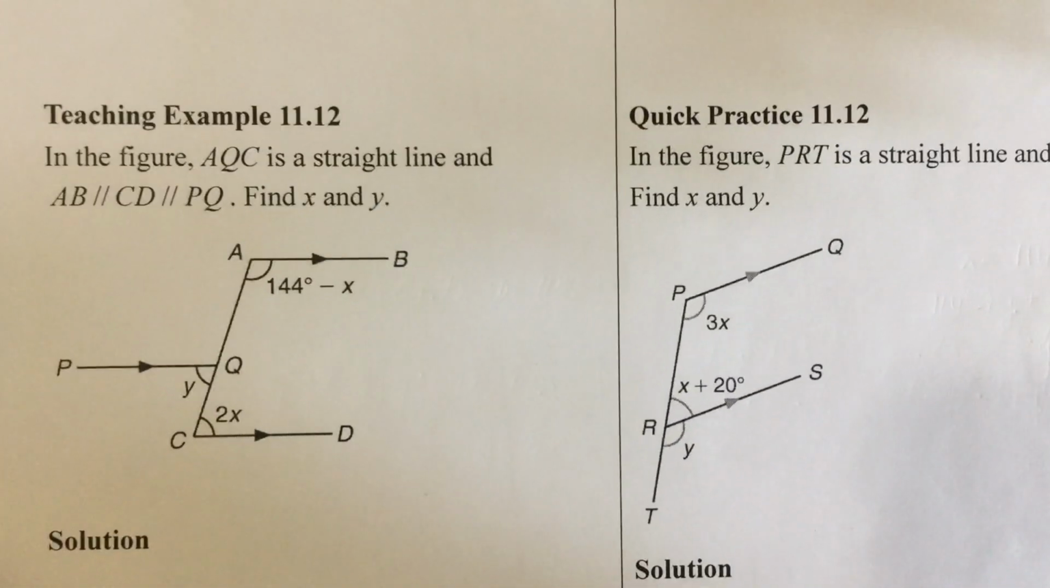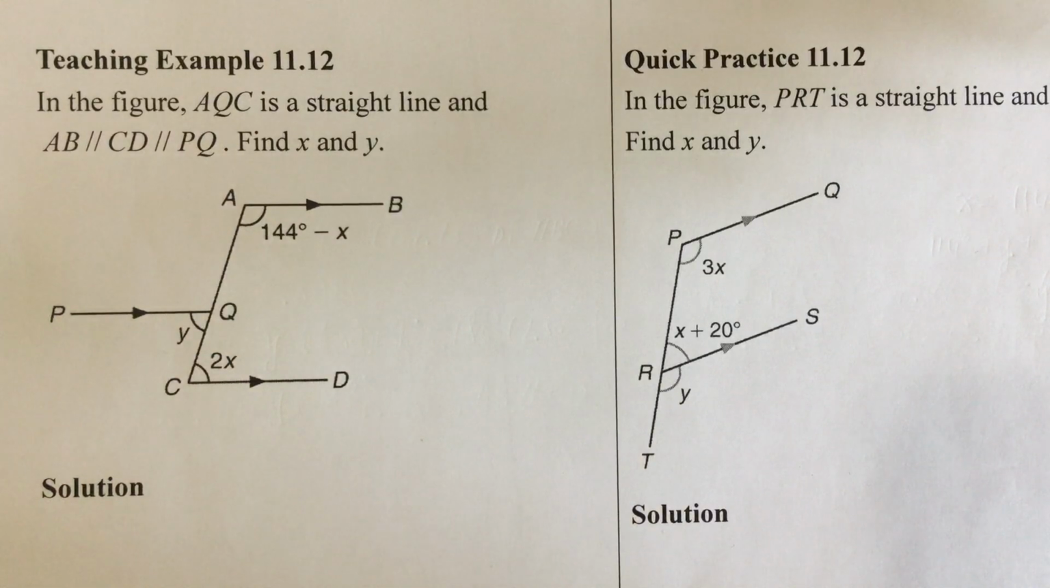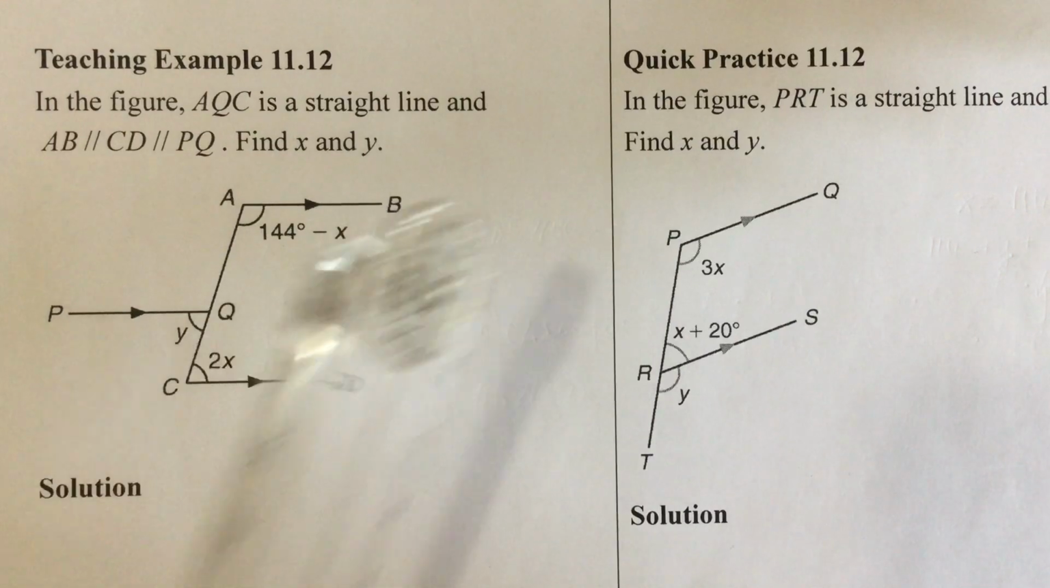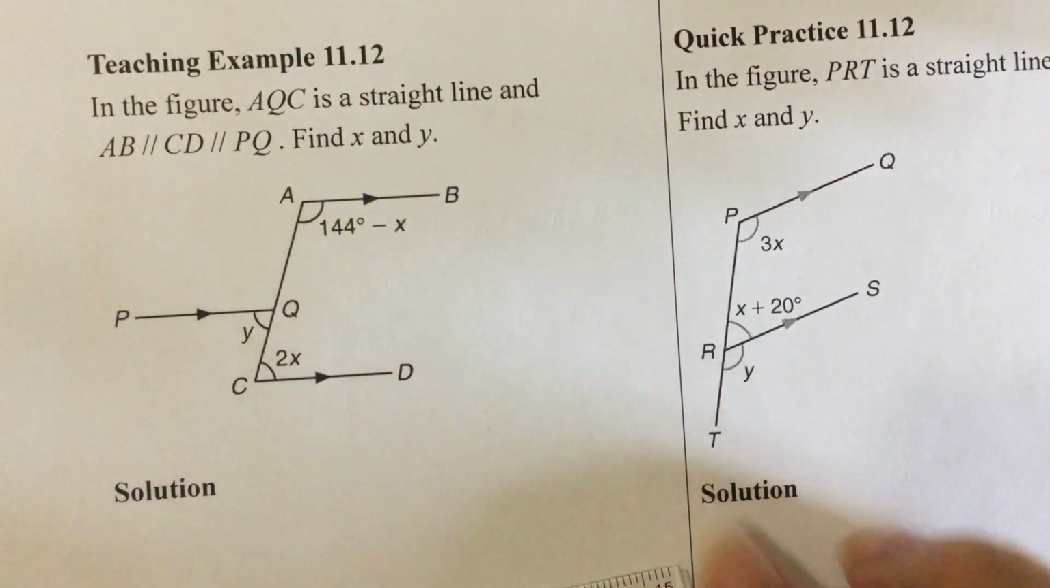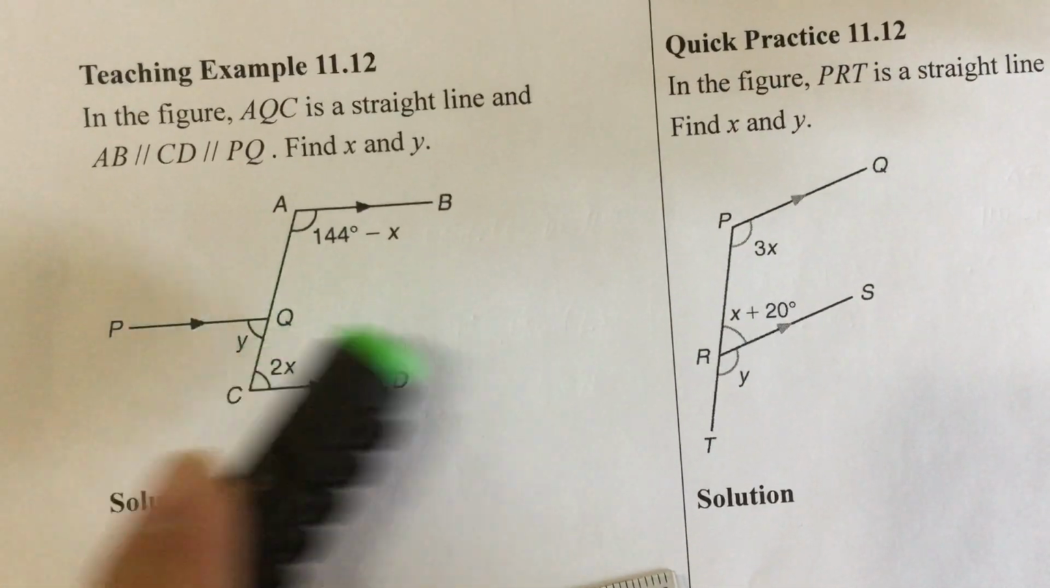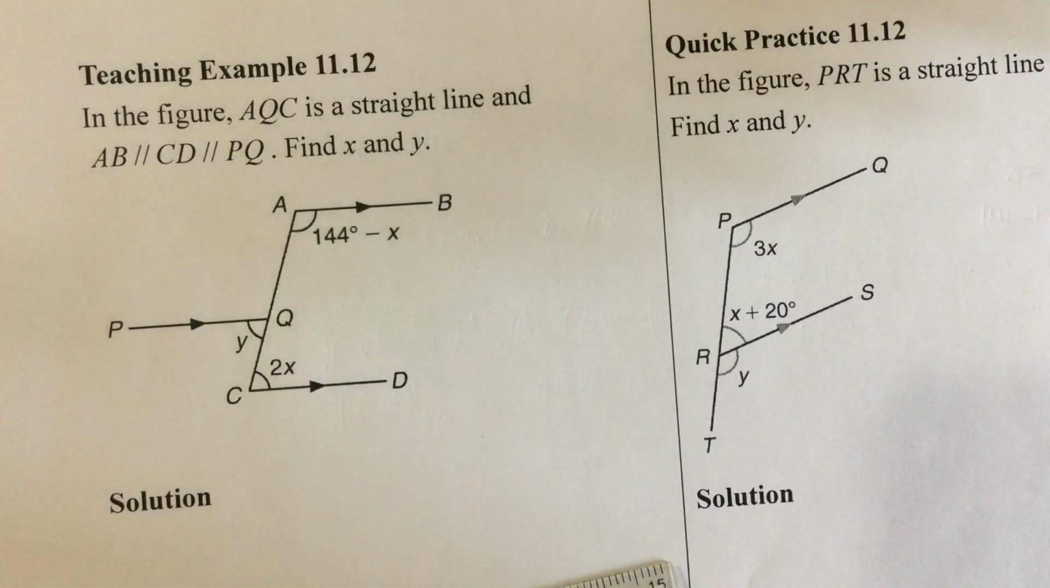In this question, in the figure, AQC is a straight line and AB is parallel to CD and parallel to PQ. You will see 3 parallel lines, and we need to find x and y. Obviously, we are going to find x first. So you will see this one is obviously a C. And then you can also ask, can I use the Z also? Yes, we will use the Z later.